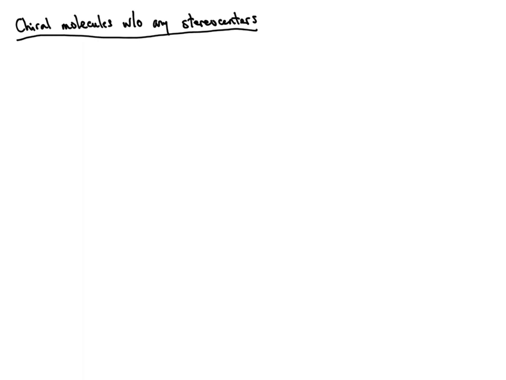Now remember, we said that the major thing that determines whether a molecule is chiral or not is if it possesses a non-superimposable mirror image. So it's not a requirement that it contains a stereocenter. It's just that the molecule itself has a non-superimposable mirror image. So let's see if we can come up with some examples here that fit that description. So the first one are the allenes.